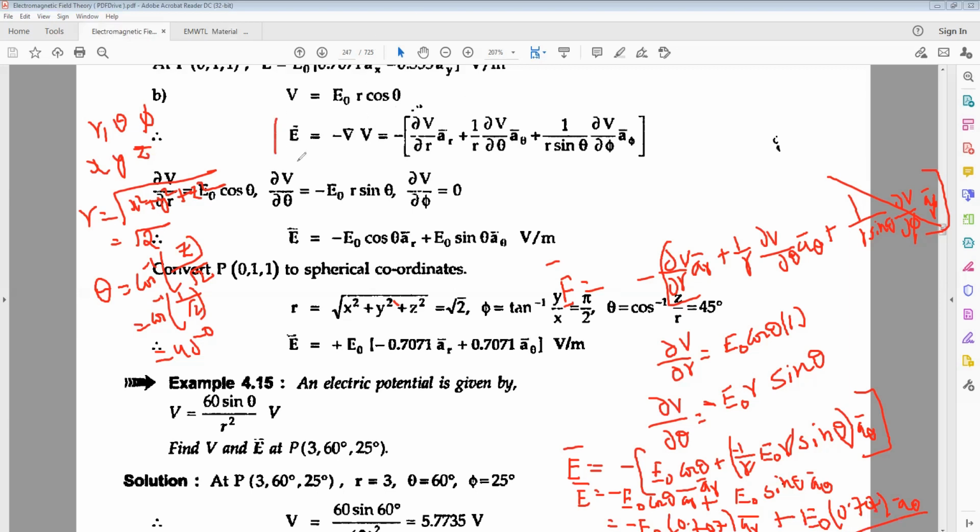So it is a very important formula to find the gradient of V or del V. E bar is found for the given potential V like this. If the point is given in the Cartesian coordinate system, convert it to spherical coordinates, or to the cylindrical coordinate system.